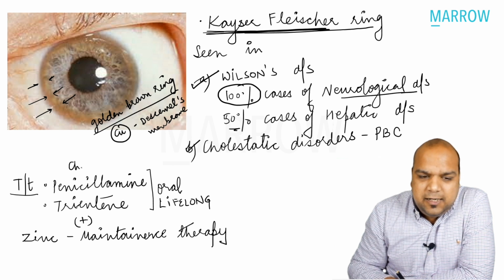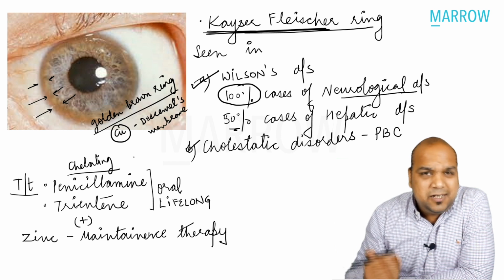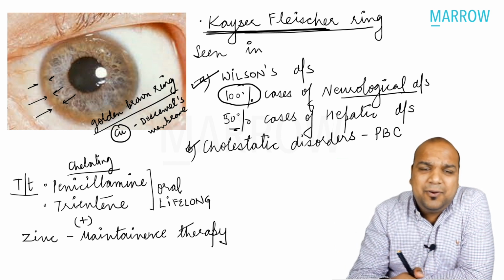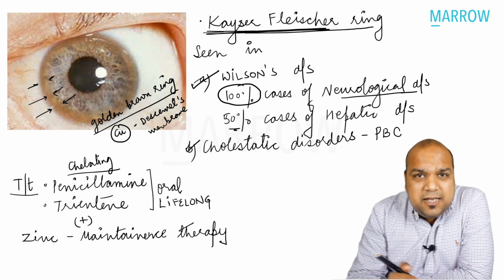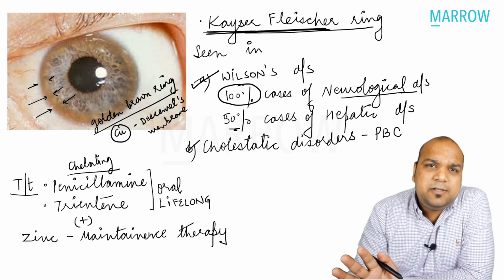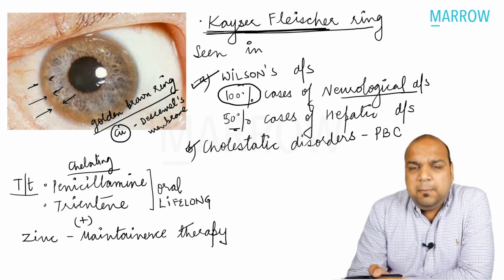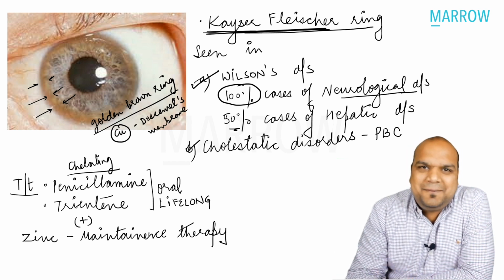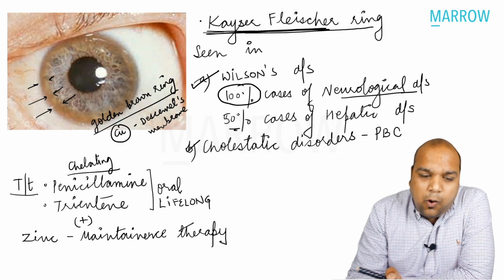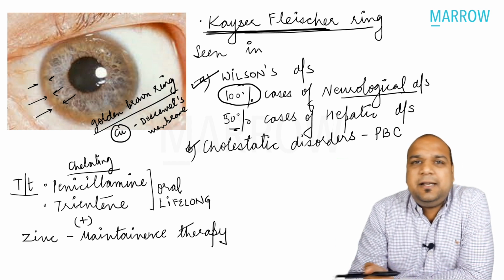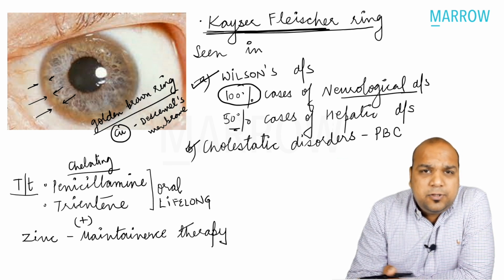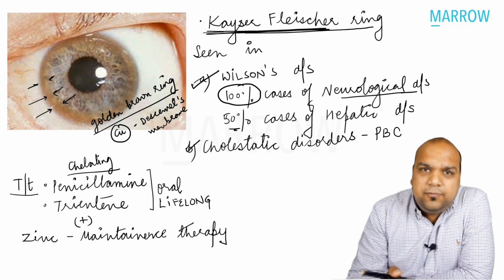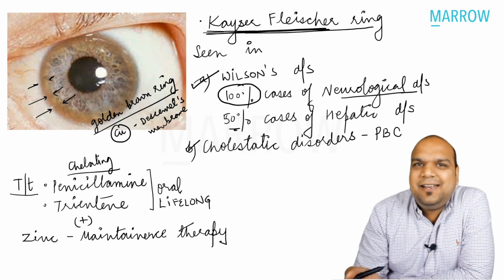We need to have chelating agents, everybody. The chelating agents are penicillamine or trientine, which are given orally, but they have to be given lifelong. They have to be given lifelong because Kayser-Fleischer ring will disappear in about 3 to 5 years on treatment with these chelating agents. But if we stop this, then they will reappear. So either you have to continue them lifelong, or you have to add zinc, which acts as a maintenance therapy, because zinc does not allow the copper to get absorbed in the body. So the chances of forming of the golden brown ring, the Kayser-Fleischer ring itself, reduce.